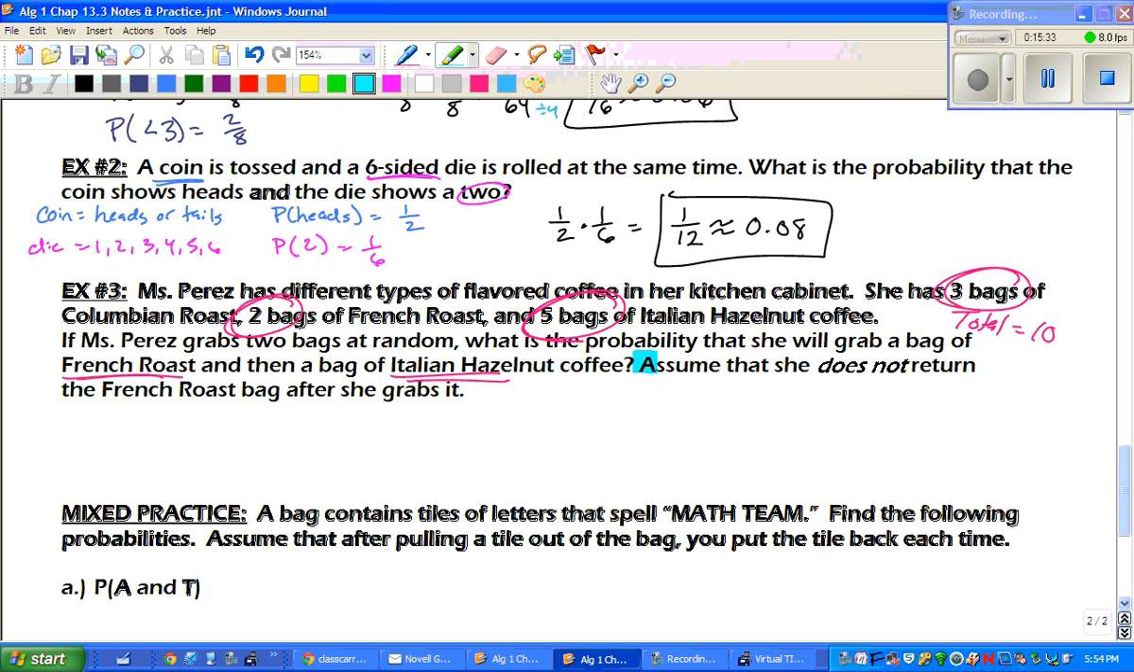And this is the next thing, okay? Assume that she does not return the French roast bag after she grabs it, okay? I'd be like, whoa, Mr. Grice, what's going on here? Just hang on for a minute, okay? Let's talk about the probability of the French roast, okay? That probability is 2 out of 10. Now, let's talk about the probability of the hazelnut, okay?